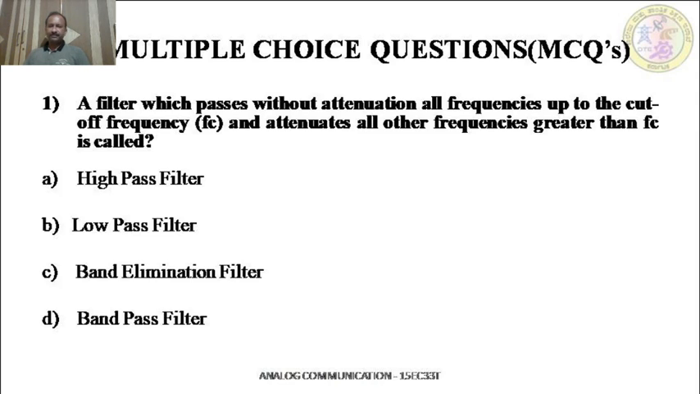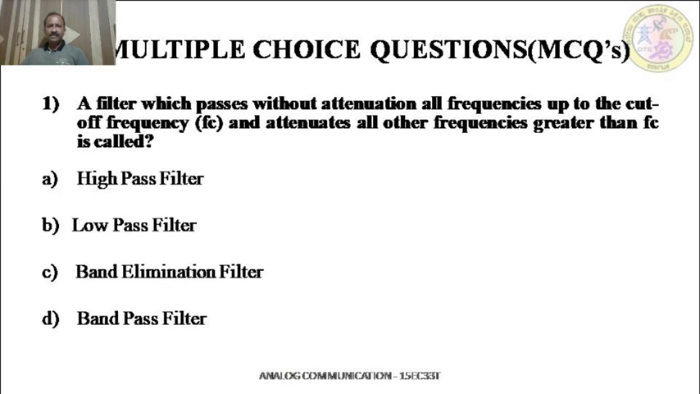Okay, the first multiple choice question: a filter which passes without attenuation all the frequencies up to cutoff frequency fc and attenuates all other frequencies greater than fc is called. First option, high pass filter. Second option, low pass filter. Third option, band pass filter. Fourth option, band stop filter.